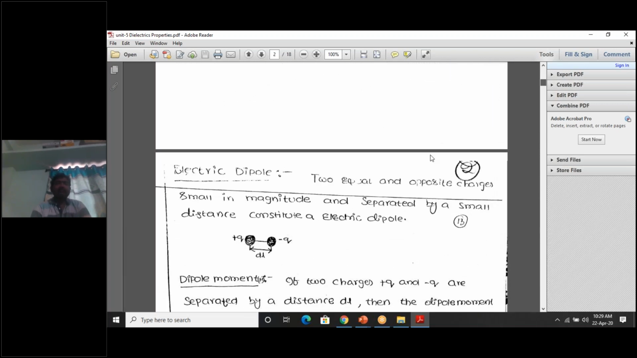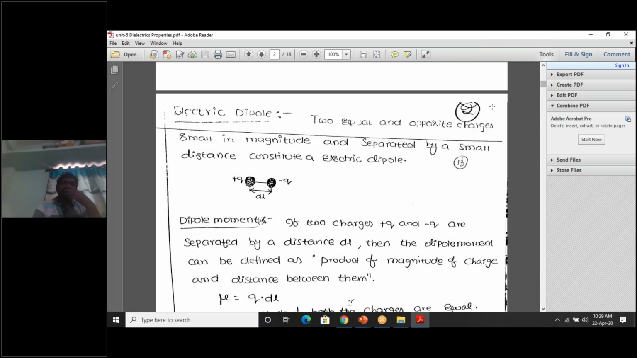So now let me introduce a very important concept in the dielectrics. What is that? Electric dipole. We will understand the entire dielectrics with some basic definitions. Without understanding these definitions, you cannot understand the further topics. Okay, mostly it is a derivation topic. Okay, so that's why most of the students will ask, I think. Okay, so let me complete it.